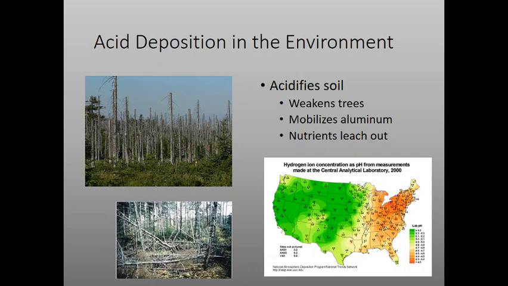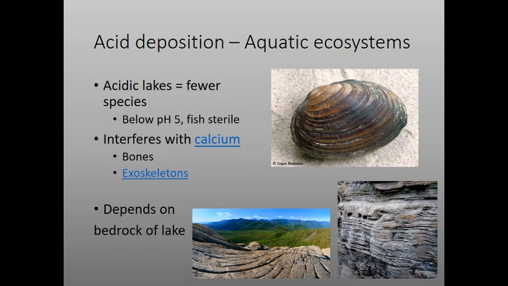When that acid deposits into aquatic systems, all of that acid collects in these systems. What it really ends up with is fewer species. If fish are living in water that is below a pH of 5, most of them are sterile. They're not able to reproduce. It interferes with calcium, so bones can start dissolving. Exoskeletons of crayfish and shells of clams will start dissolving and won't be able to grow, and the shells will be very fragile, or they won't even be able to grow in the first place if it's really acidic.